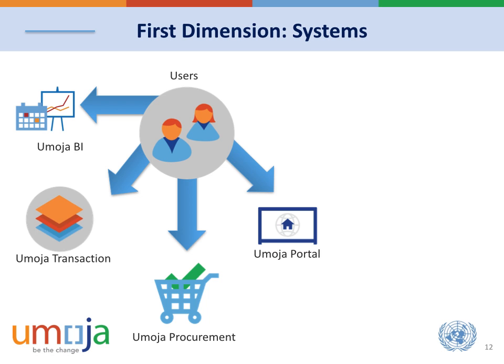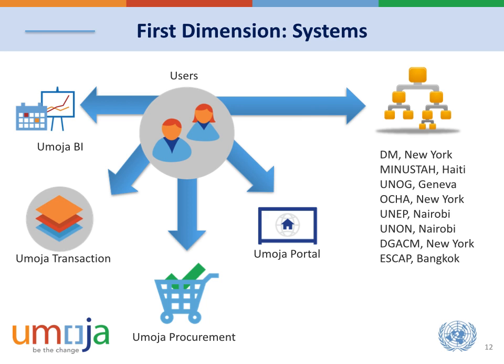The first dimension is systems. All users in Umoja will have access to four basic Umoja systems: the Umoja BI, Umoja Transaction System, Umoja Procurement, and Umoja Portal. So when an entity goes live in Umoja, like MINUSTA, UNOG, OCHA, the users in those entities will be able to access these systems depending upon the roles they have. So there is a relationship between an enterprise role and the system.